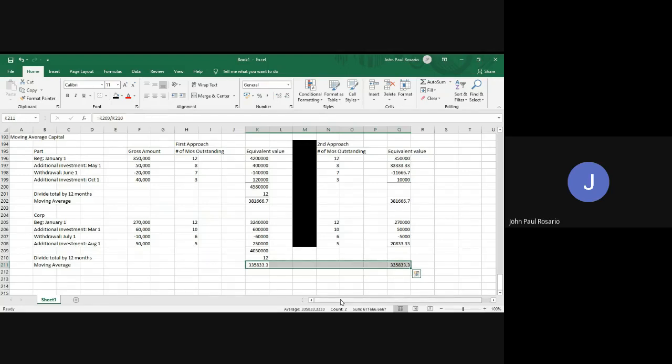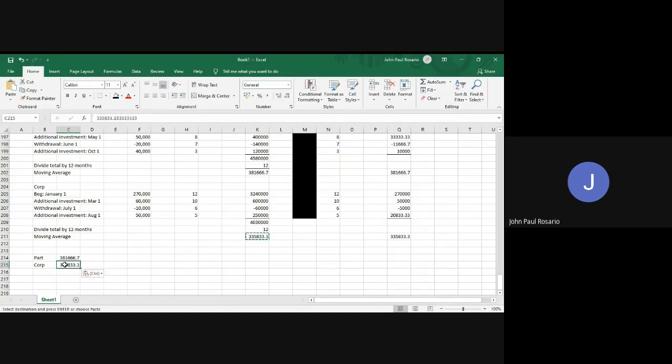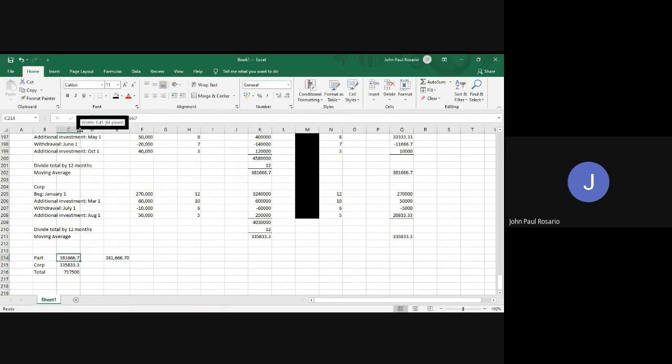Okay. So with that, we now know their moving average capital. Part's is this one, and Corp's is this one. The total moving average capital is 717,500. So for Part, the share would be 381,666.67, or 67 yata. This is 67.